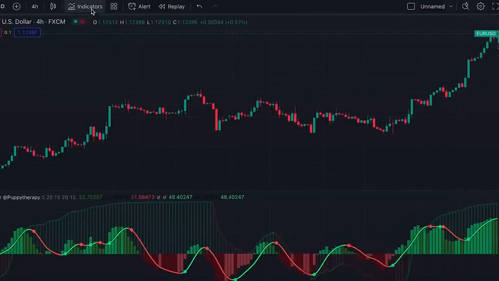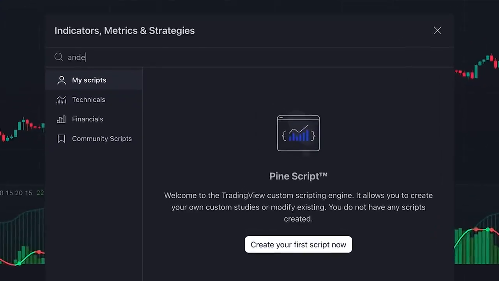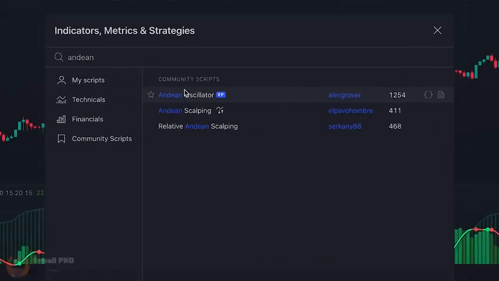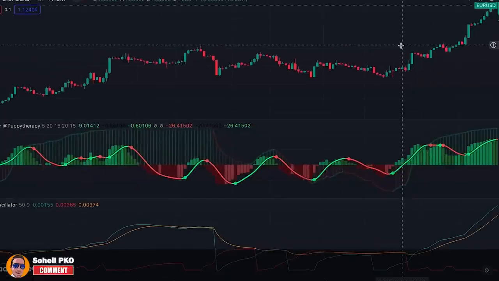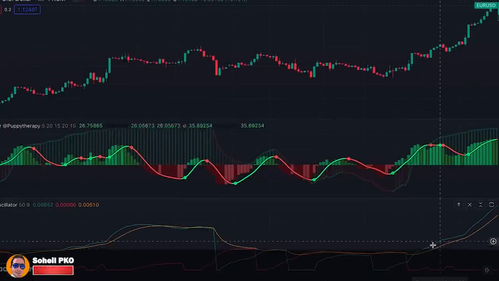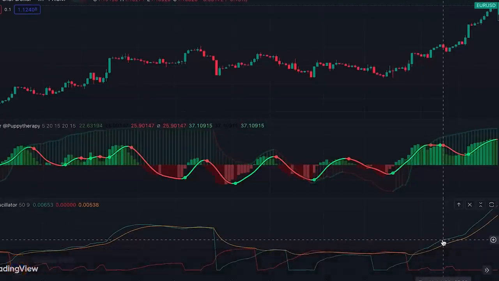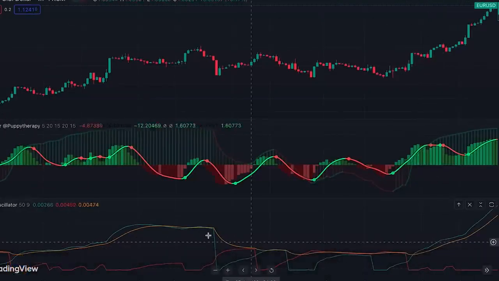So here we click on indicators and we search Andean Oscillator. This one, which is an Editors' Picks indicator written by Alex Grover, and this indicator will help us to filter the false signals. A buy signal is confirmed only if the green line is above the orange line, and a sell signal is confirmed only when the red line is above the orange line.